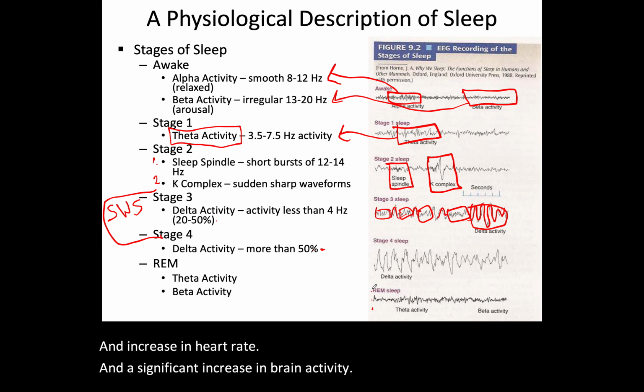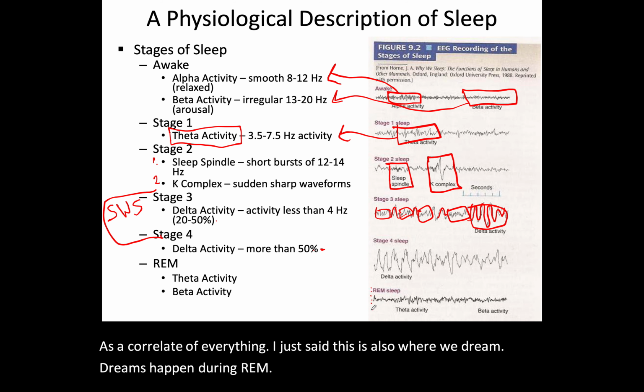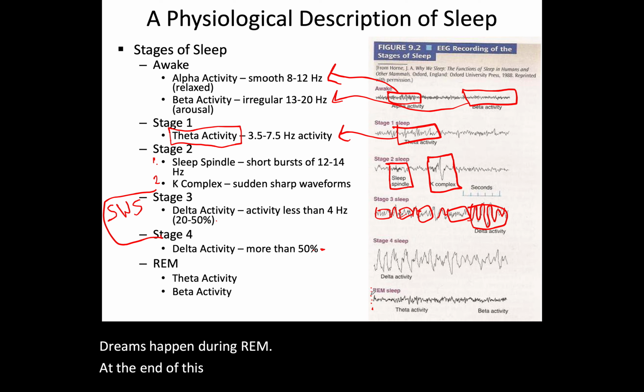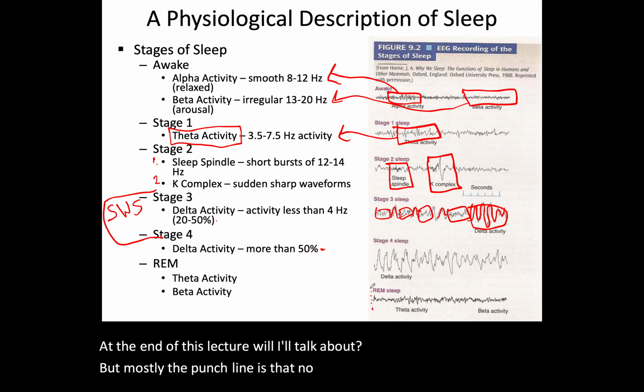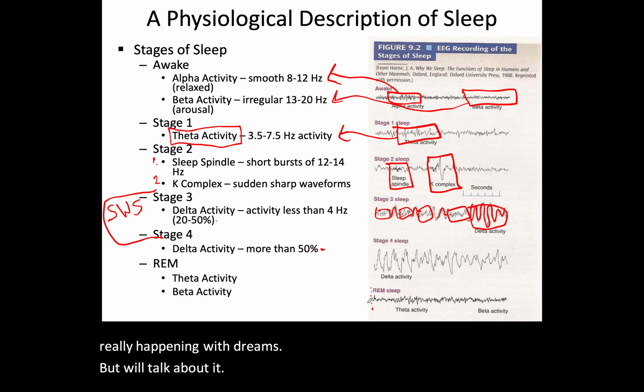As a correlate of everything I just said, this is also where we dream. Dreams happen during REM. At the end of this lecture, I'll talk about dreams, but mostly the punchline is that no one knows anything about what's really happening with dreams. But we'll talk about a prevailing theory. And that's how you differentiate the stages of sleep.